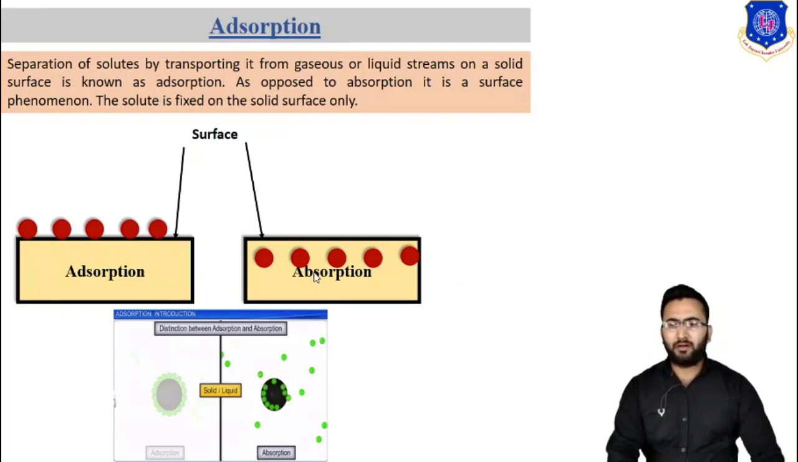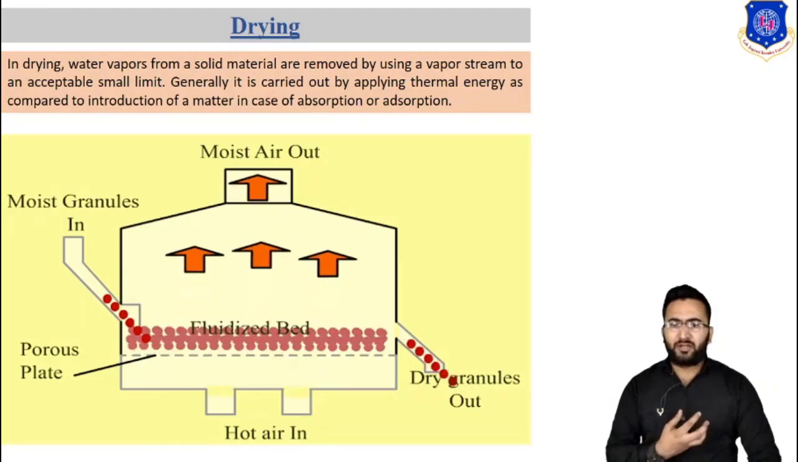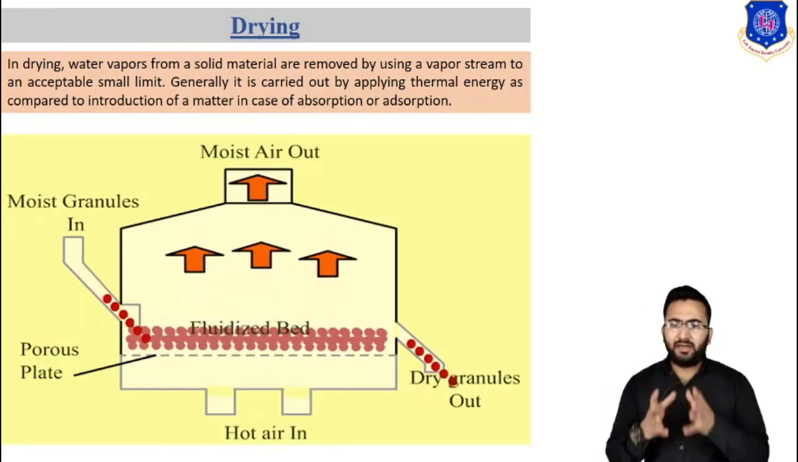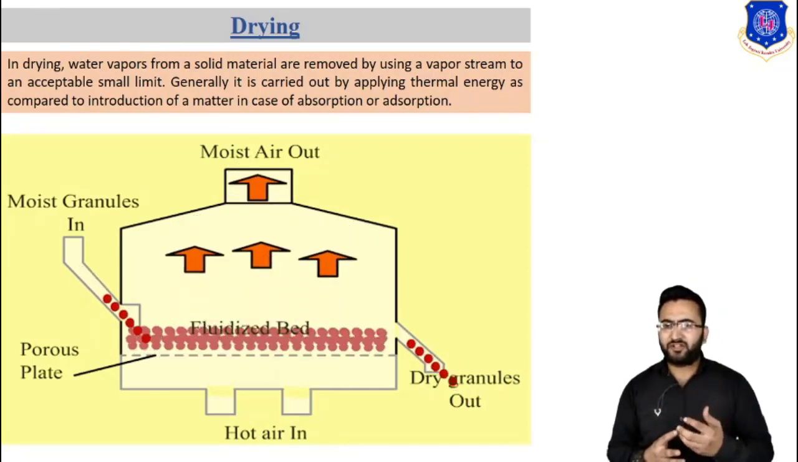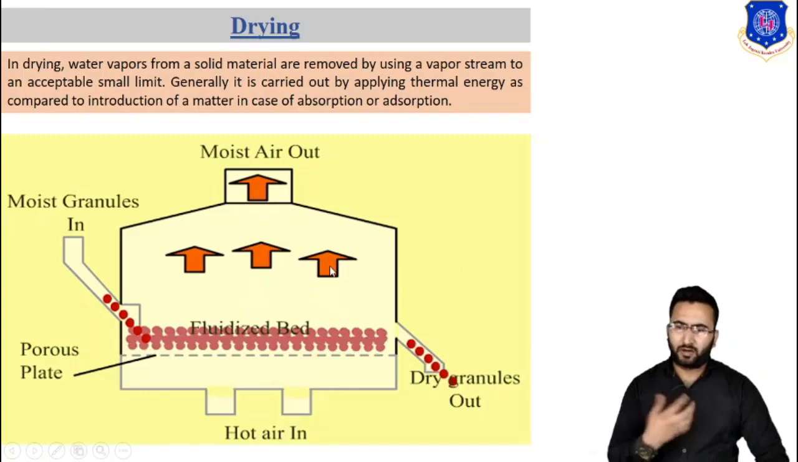So now let's talk about drying. In drying, water vapor from solid material is removed by using a vapor stream to an acceptably small limit. Generally, it is carried out by applying thermal energy, as compared to the introduction of matter in the case of absorption or adsorption. The process efficiency depends on the temperature, relative humidity, and other thermophysical properties of the drying vapor, as well as the temperature and other thermophysical properties of the solid.